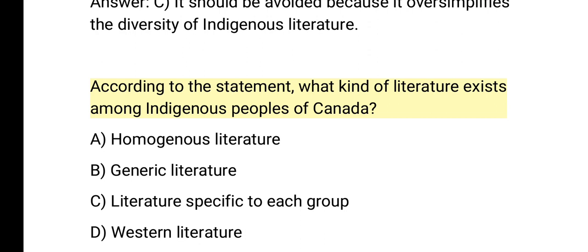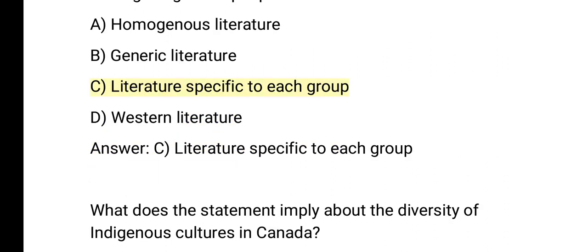According to the statement, what kind of literature exists among Indigenous peoples of Canada? A. Homogeneous literature. B. Generic literature. C. Literature specific to each group. D. Western literature. Answer. C. Literature specific to each group.